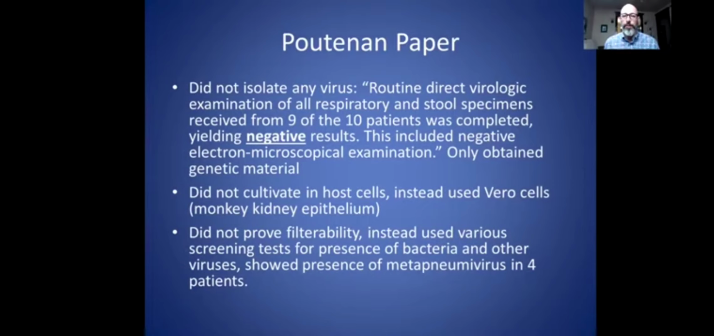So what they did was they performed all of these different tests, mostly genetic tests or antibody tests, to screen out for the presence of other bacteria or viruses that are known to cause disease. And in this case, they actually found a metapneumovirus in 4 of the 9 patients, which definitely confused the issue. So once again, in the Putnam paper, they did not prove any of the 3 criteria as claimed.